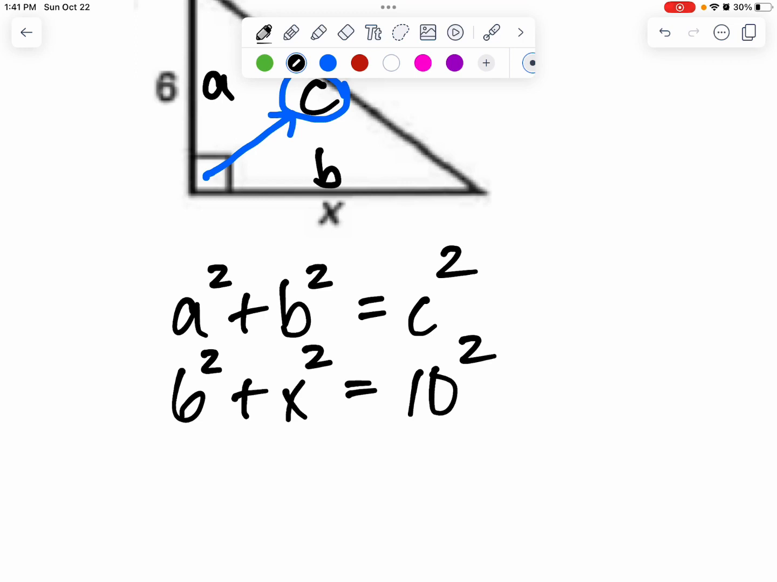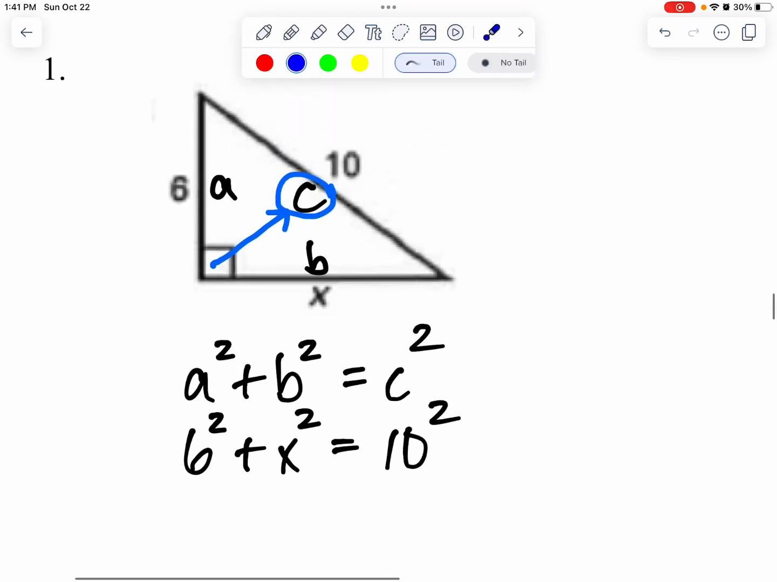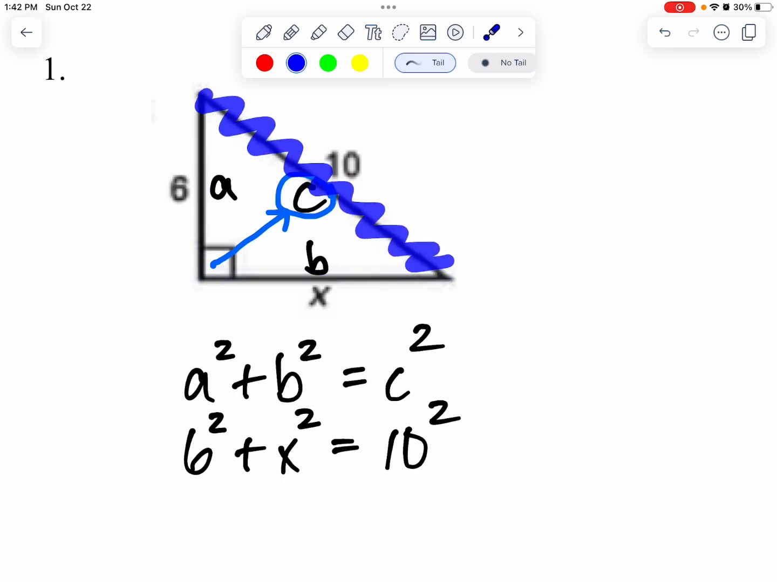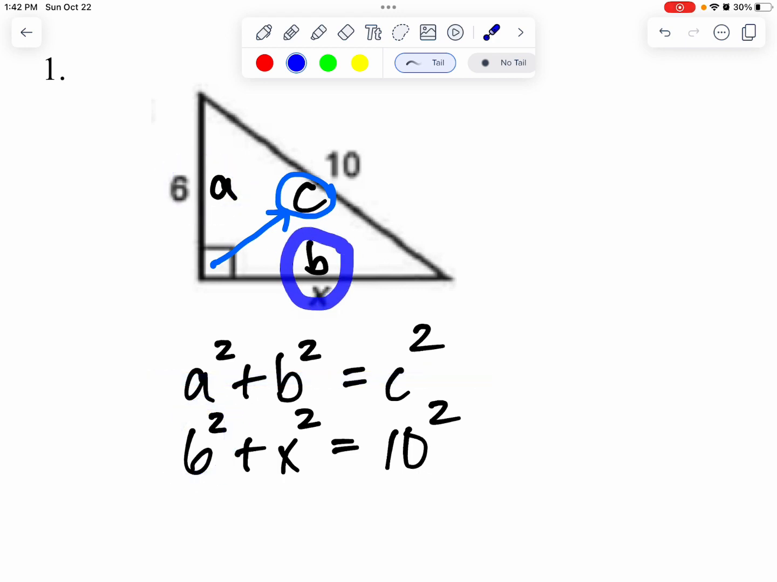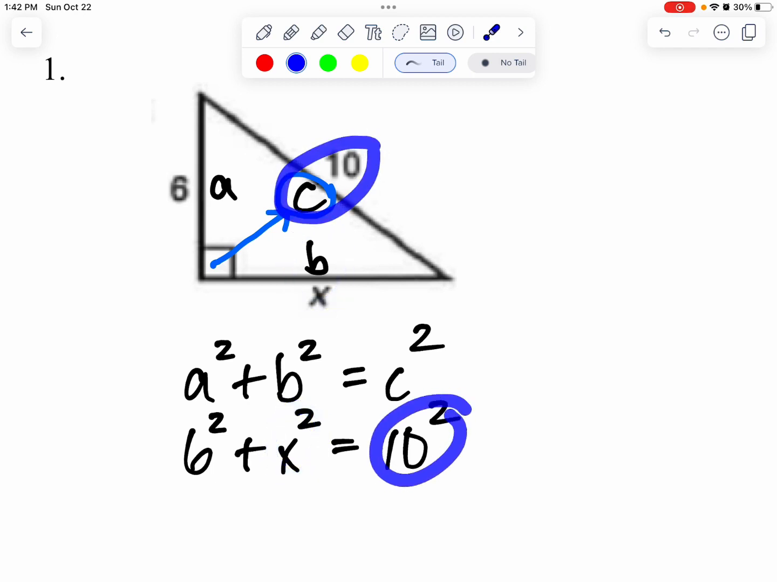All right, so since I have everything plugged into my formula, remember I labeled my two legs A and B, and I have to make sure that my hypotenuse, the one that is across from the right angle, has to be labeled C. And so I wrote my formula, and I have a 6 written next to A. So instead of A squared, I'm going to put 6 squared. Next to the B is my X, so that's why I'm having X squared. And next to my C is 10, so that's why I'm having 10 squared.